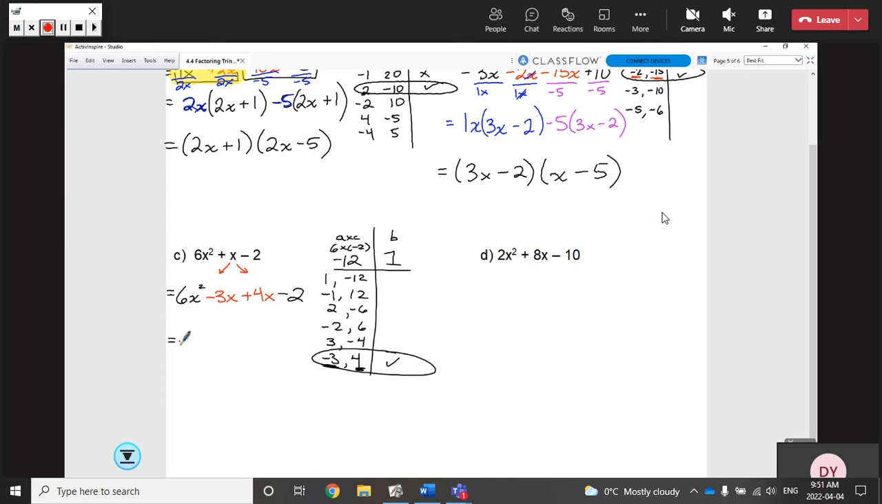Now our greatest common factor for the first 2 terms is going to be 3x. So when we divide both terms by 3x, we're left with 2x minus 1. And then the greatest common factor for the last 2 terms, I believe, is just positive 2. And we're left with 2x minus 1.